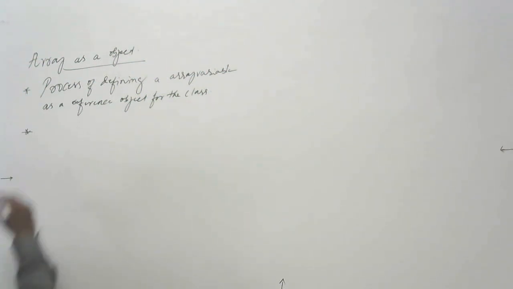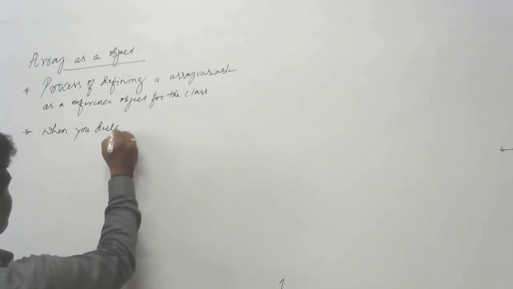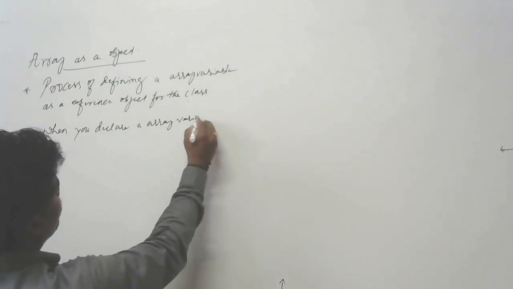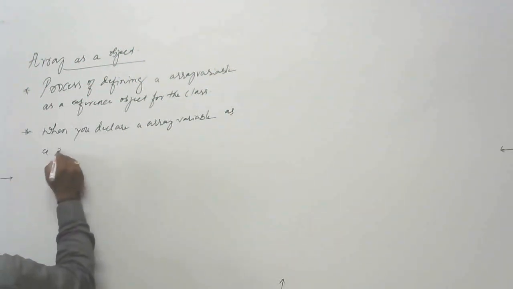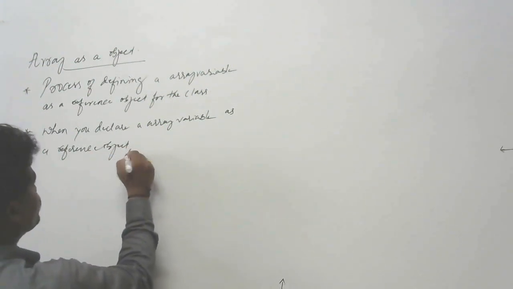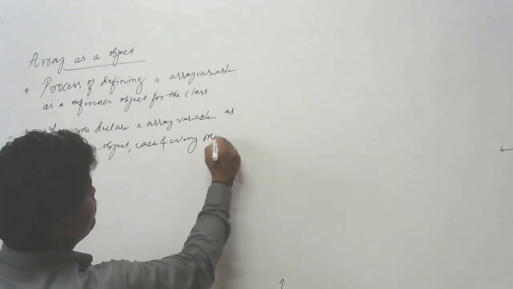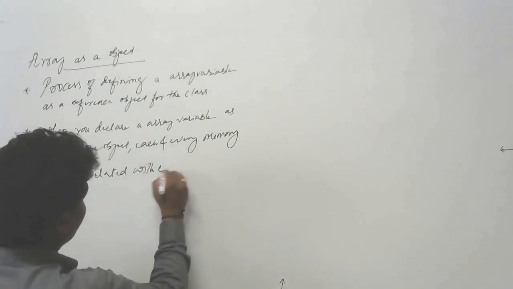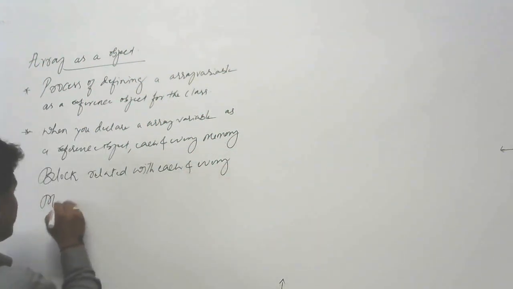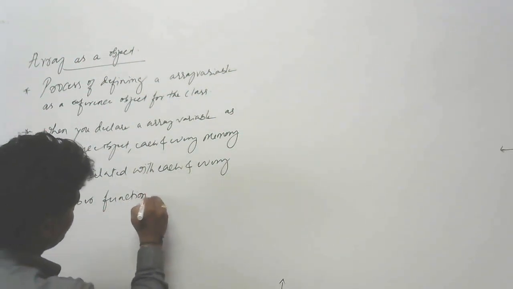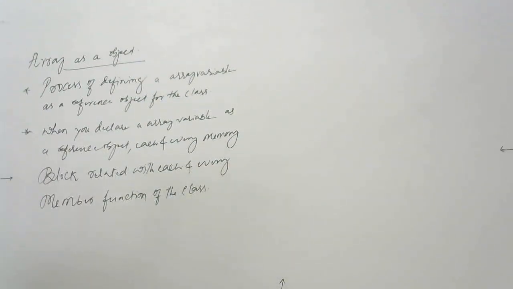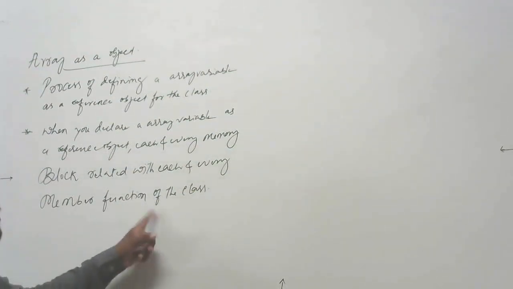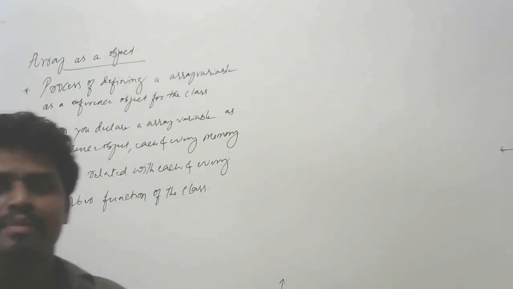Second point: when you declare an array variable as a reference object, each and every memory block is related with each and every member function of the class. Please remember the second point. Whenever you declare an array variable as a reference object, then each and every member function is related with each and every memory block of the array.